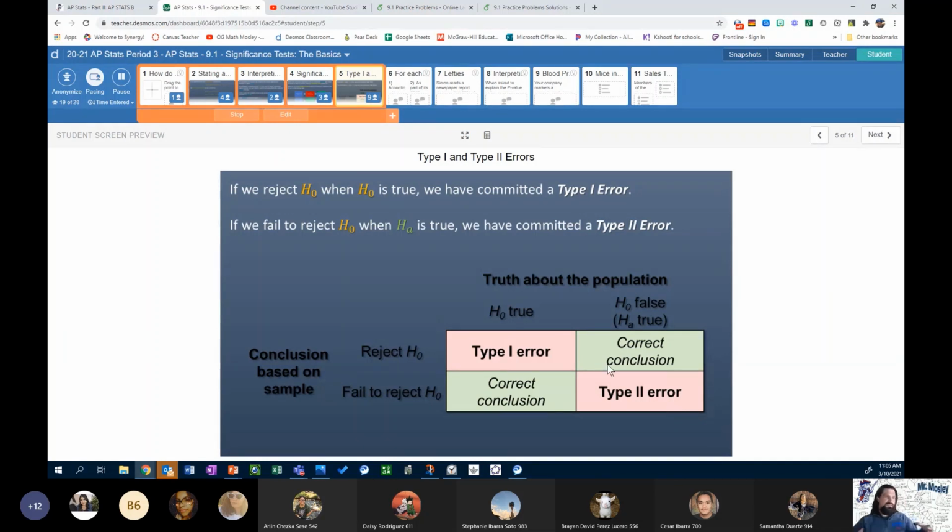Right, so those are kind of like the key things that we need to have an understanding of from section 9.1. Is there anything I can clarify about those things so far?